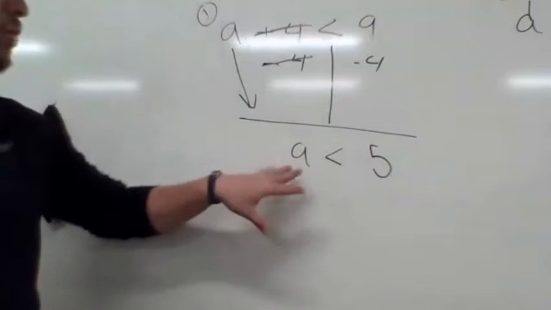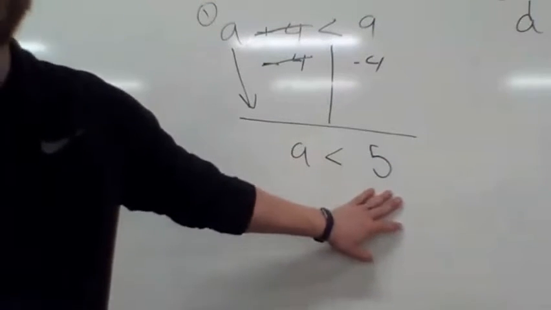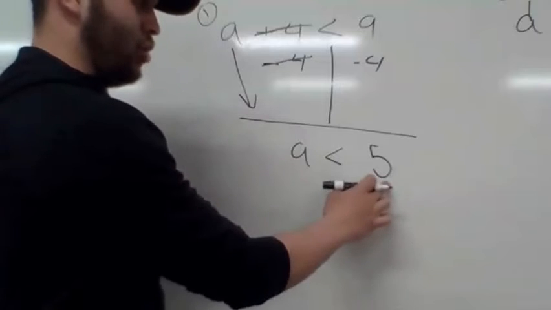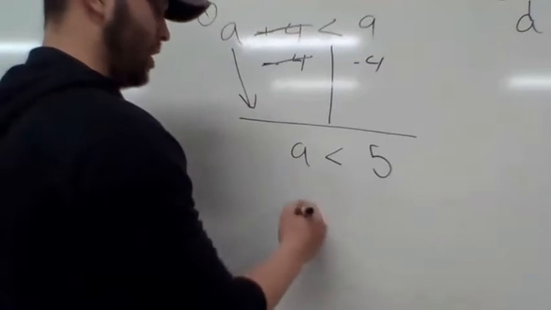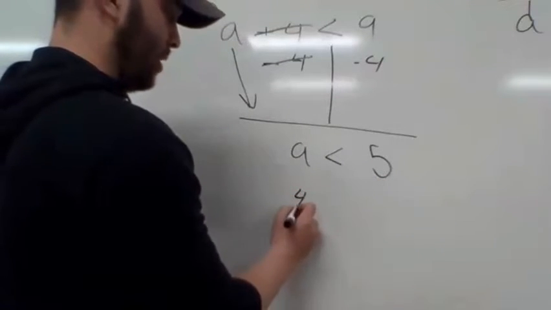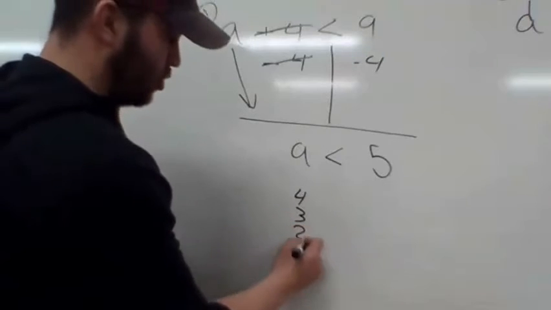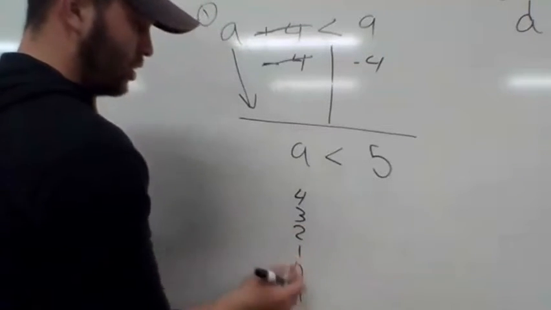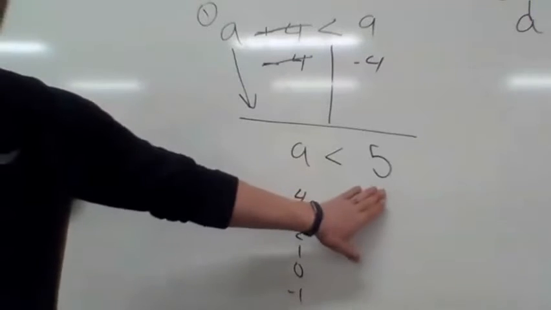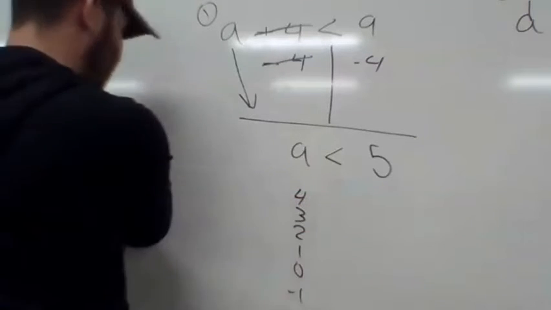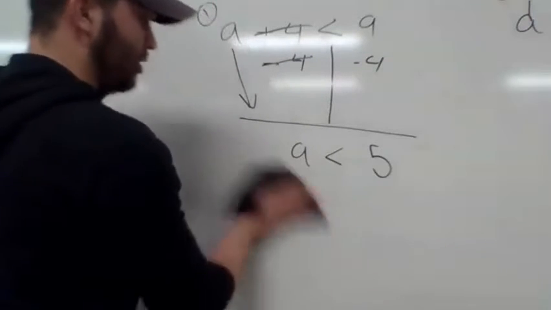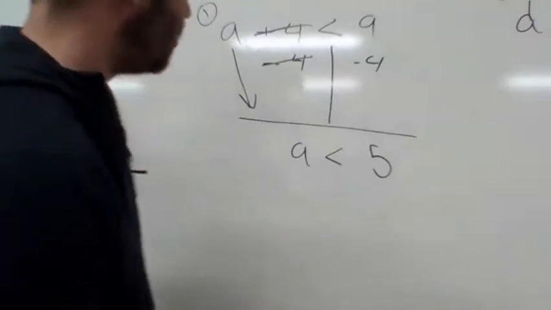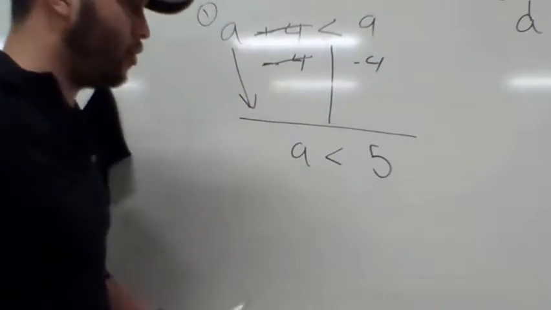Now you're probably wondering, what does a less than 5 mean? That means a can be anything that is below 5. So it can be 4, it can be 3, it can be 2, it can be 1, it can be 0, it can be -1, and so on, as long as it's lower than 5. That's what a variable is. When we use variables, we talk about how it can represent any number there. Okay, moving forward.